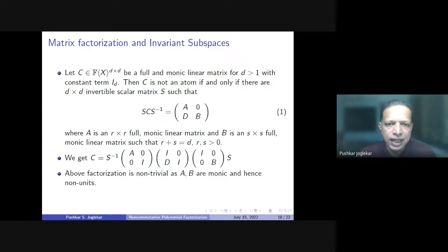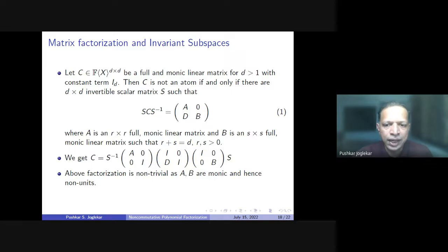So we clearly see that if we have such a transformation with basis change with respect to matrix S, we get a factorization of C as shown. And this factorization is non-trivial because these matrices AI and IB must be non-units. The reason for this is we know that A and B are monic, and monicity implies that they are non-units. It's not difficult to prove that. So essentially, we get a non-trivial factorization of C if we have a common invariant subspace.